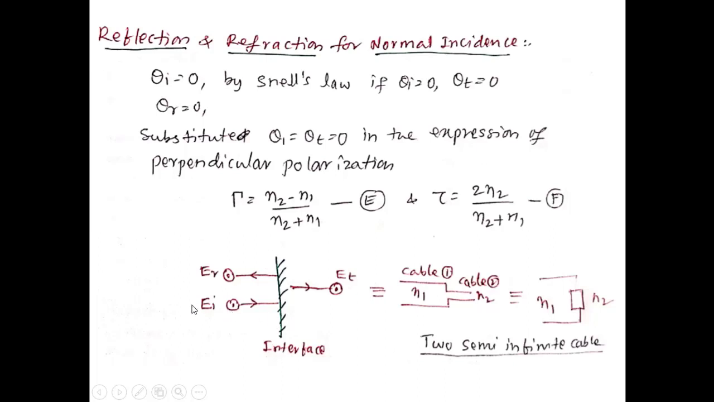So this is the incident wave perpendicular to the interface, the reflected wave also perpendicular to the interface, and the transmitted wave is also perpendicular here. So this can be considered as a connection of cable 1 and cable 2 with intrinsic impedances eta 1 and eta 2. Therefore, the equivalent circuit will have input impedance eta 1 and terminated impedance eta 2.